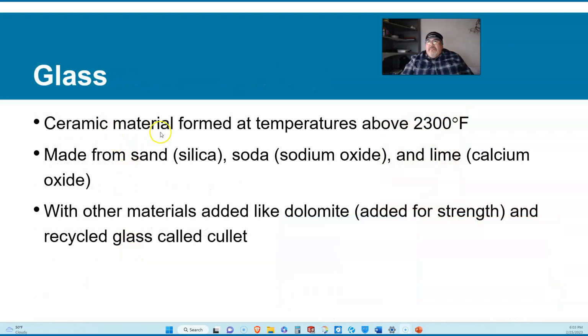Glass is a ceramic material formed at temperatures above 2,300 degrees Fahrenheit, made from sand or silica, soda, which is sodium oxide, and lime, calcium oxides. So those are the components of glass and how it's formed. With other materials like dolomite added for strength, and recycled glass called cullet.